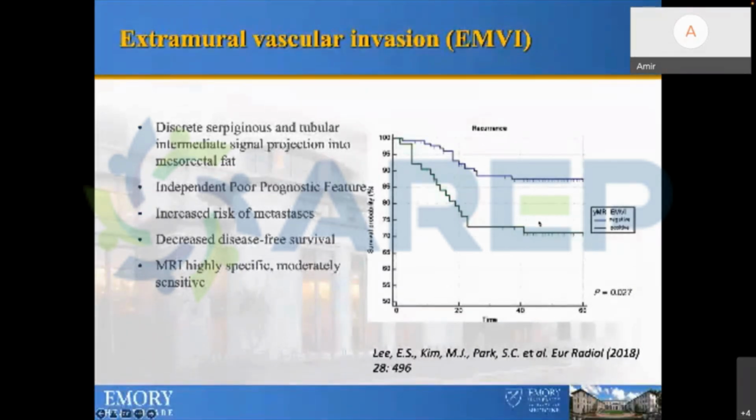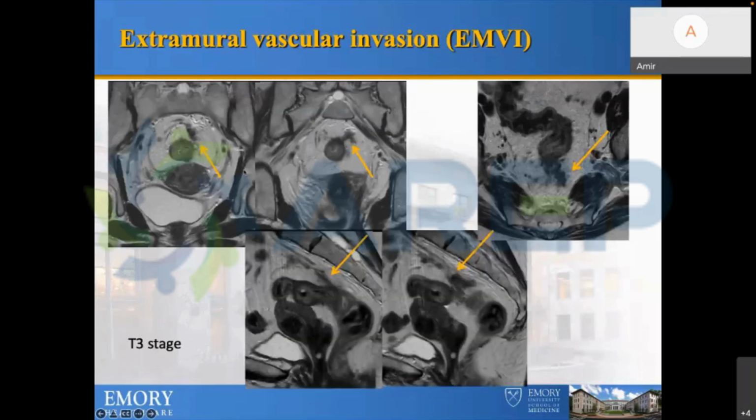Look at these two graphs. These patients did not have extramural vascular invasion. These patients had extramural vascular invasion. So see the significant drop of the survival, these are months, so they die sooner. There's increased risk of metastasis. Obviously, when the tumor is almost like a tumor thrombus, tumor goes into a vessel, goes directly into the portal system and goes into the liver. And then decreased disease-free survival. And MRI, if you see it, is highly specific, but it's not very sensitive. I will show you examples.